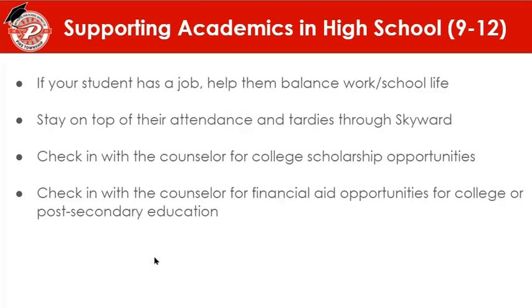If your student does have a job, you can help them balance their work and school life. Try and figure out what kind of job would work best for their schedule and how to manage any extracurricular activities. It can be a lot for a kid to deal with scheduling all of those things and finding the time to fit in everything they need to fit in. You can also stay on top of their attendance and tardies through Skyward or check in with their counselor for college scholarship opportunities. Also, you can check in with them for financial aid opportunities for college or post-secondary education.